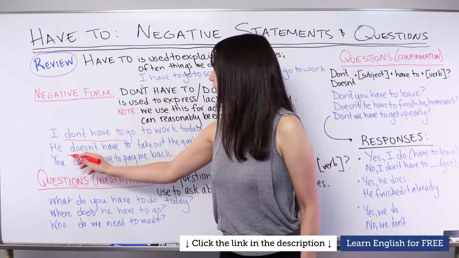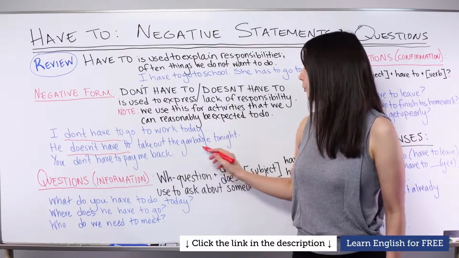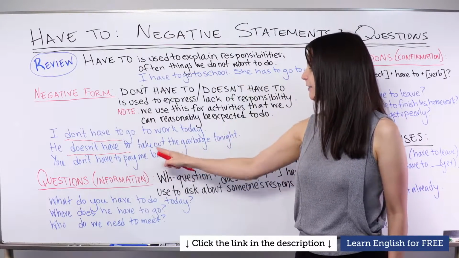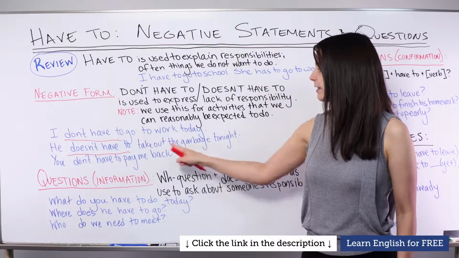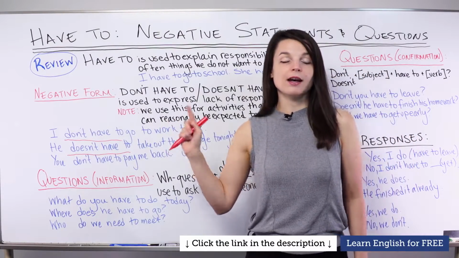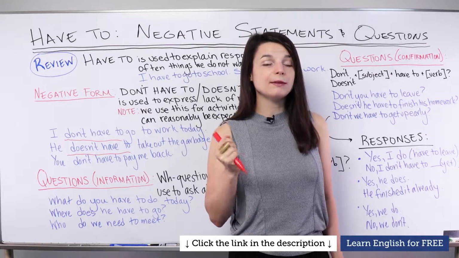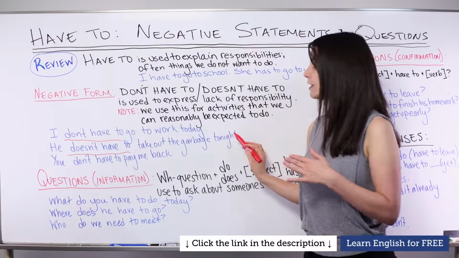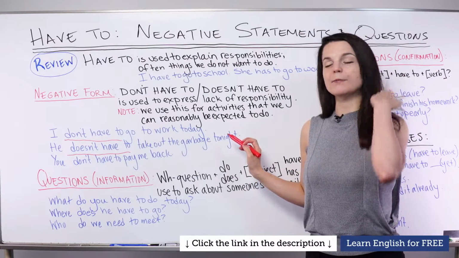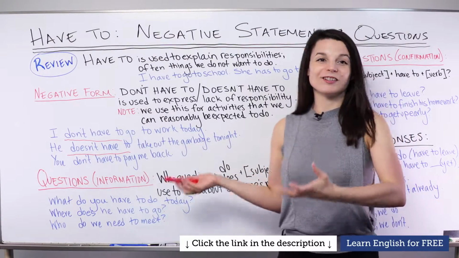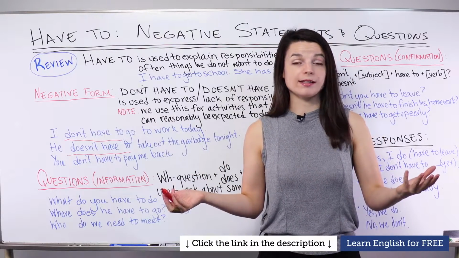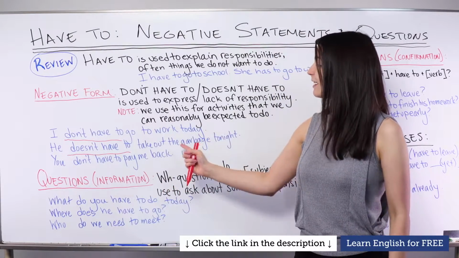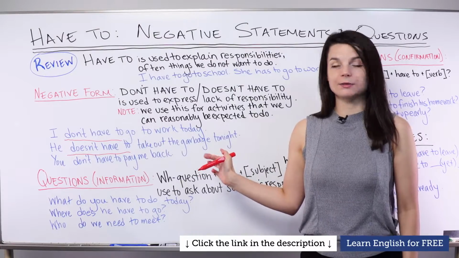He doesn't have to take out the garbage tonight. This is a task, a household task, that a person can reasonably be expected not to have to do. Maybe this one night in particular. Maybe his sister is going to do it, or someone else is going to take care of this. So he doesn't have to do this activity tonight.